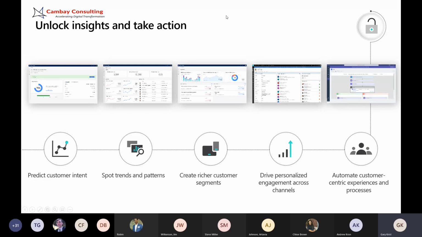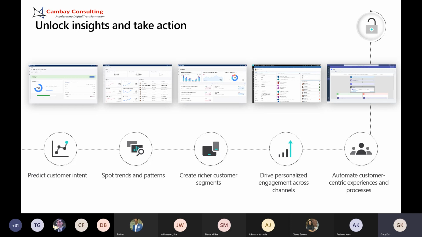So again, now that we get this data, the whole key to it is what are we going to do with it? So we can start to do things like predicting customer intent. We can look for trends and patterns in our data, and we can also build different segments and marketing segments within that data to enable us to market to people smartly instead of just blasting out emails, which I'm sure we've all experienced. And also we can drive a personalized engagement across our channels, which is really key.